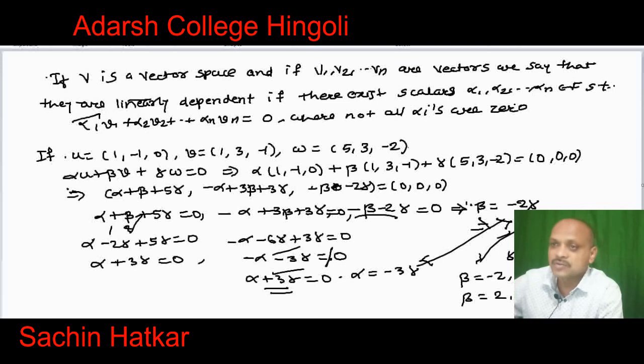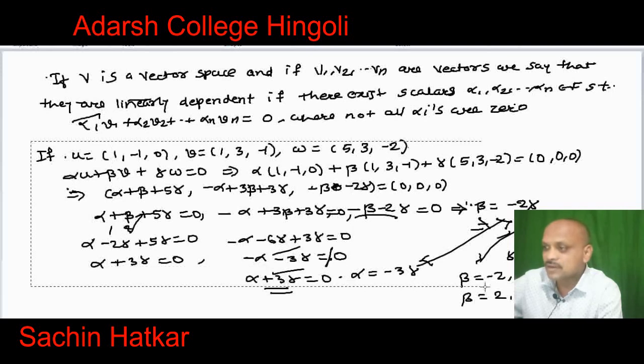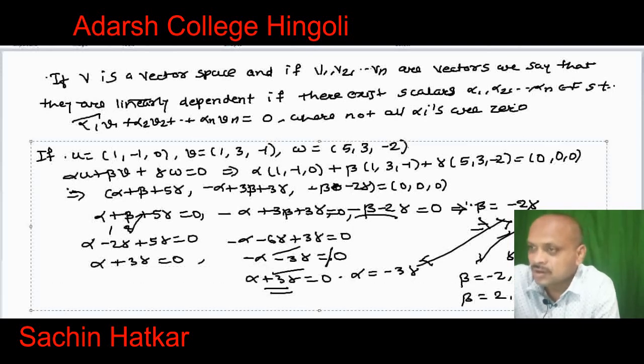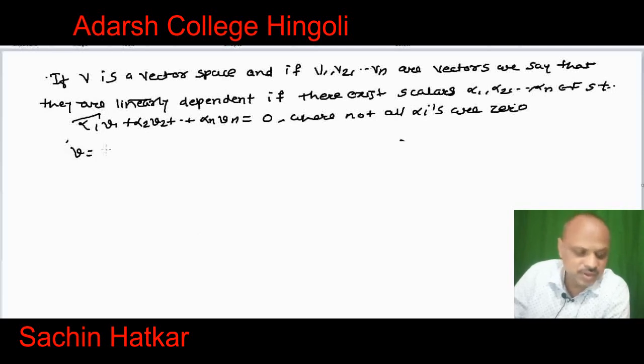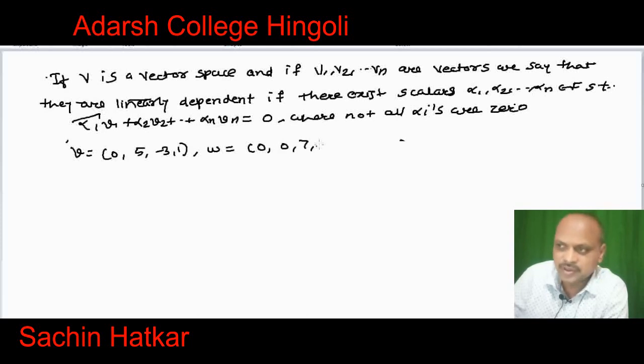Okay, let us see one more example of linear dependence. Suppose the vectors are v equal to 0, 5, minus 3 and 1, w equal to 0, 0, 7, minus 2 and u equal to 6, 2, 3 and 4.